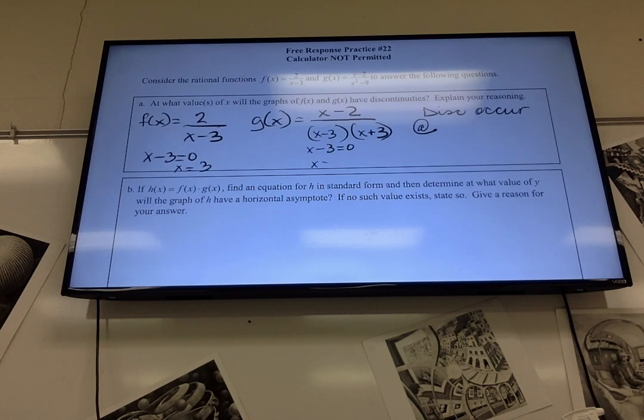Same one here. Or when x plus 3 equals 0. So discontinuities occur at x equals 3 and x equals negative 3. And that work is our reasoning. You could have also written as x equals plus or minus 3. That would have been fine. So it asks us for discontinuities. That's when there's a hole in the graph or a vertical asymptote, either one.